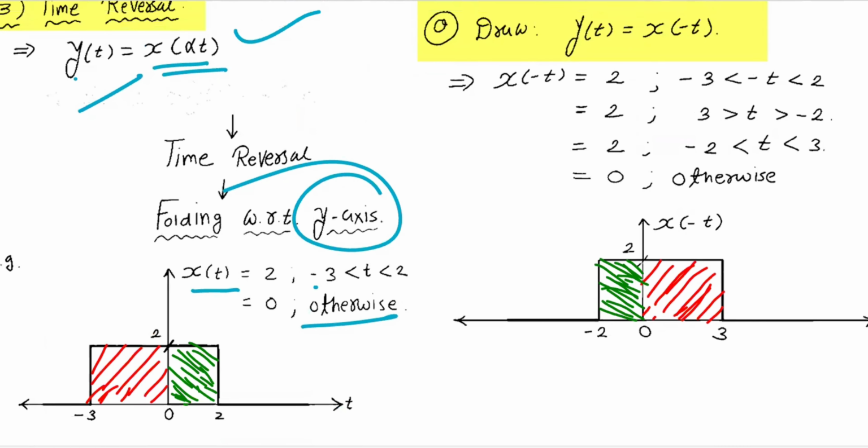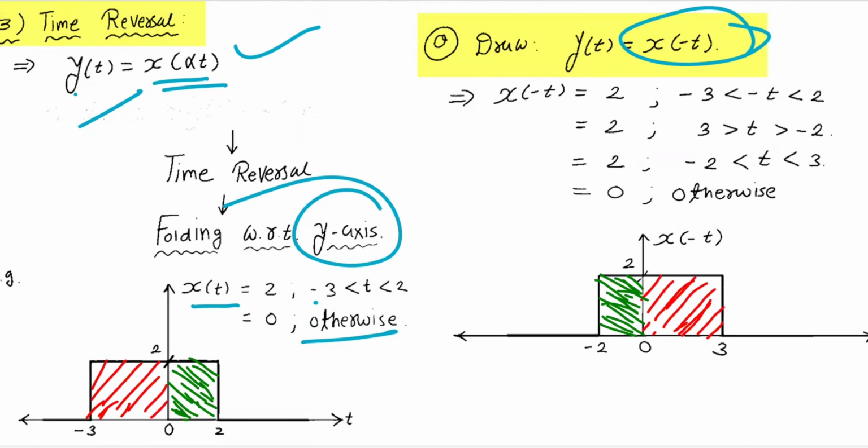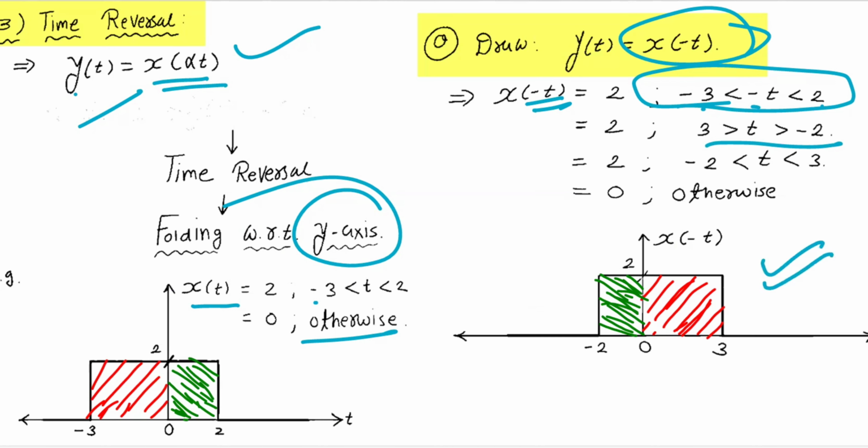Now if you want to draw x of minus t, this is nothing but the folding. Folding says you just replace t by minus t. So the inequality range becomes minus 3 to 2 with minus t. To adjust this, you multiply by minus 1, so the inequality sign would be changed, meaning less than would be replaced by greater than. So the final range would be t greater than minus 2. Finally, I can say the signal would be just folded about the y axis. So this is time reversal.